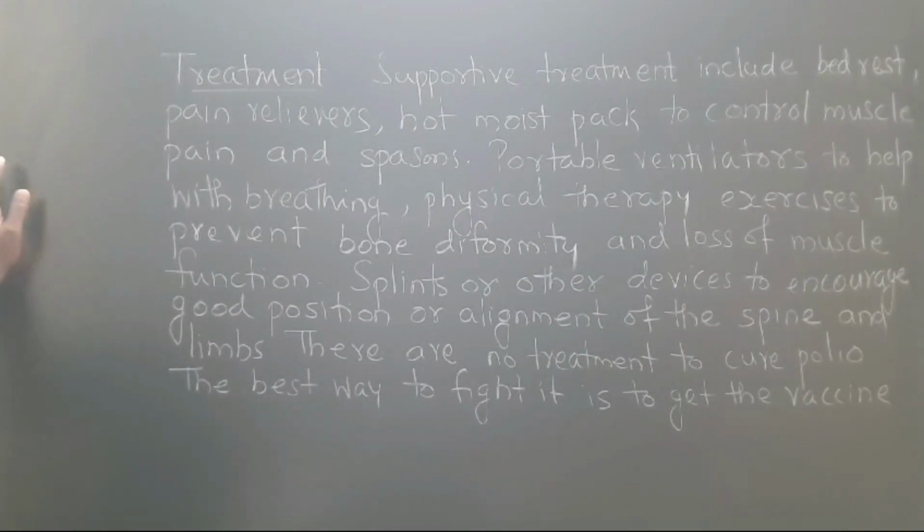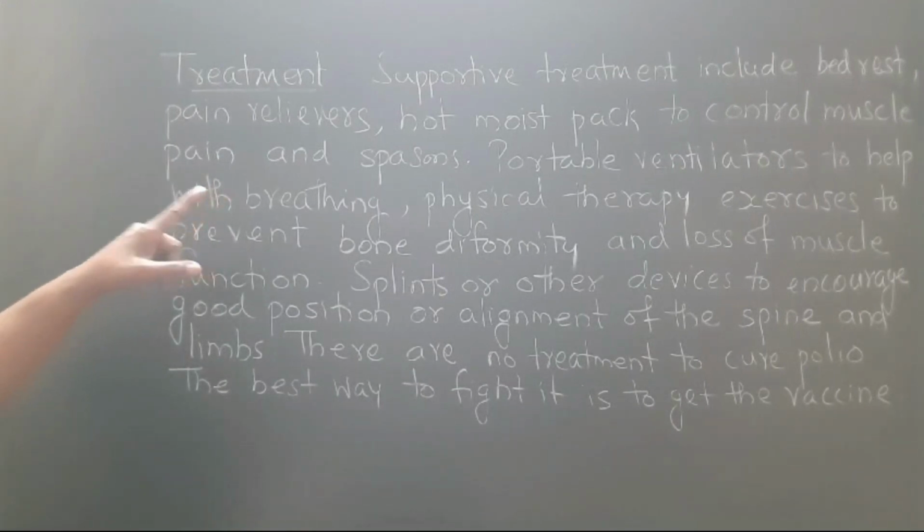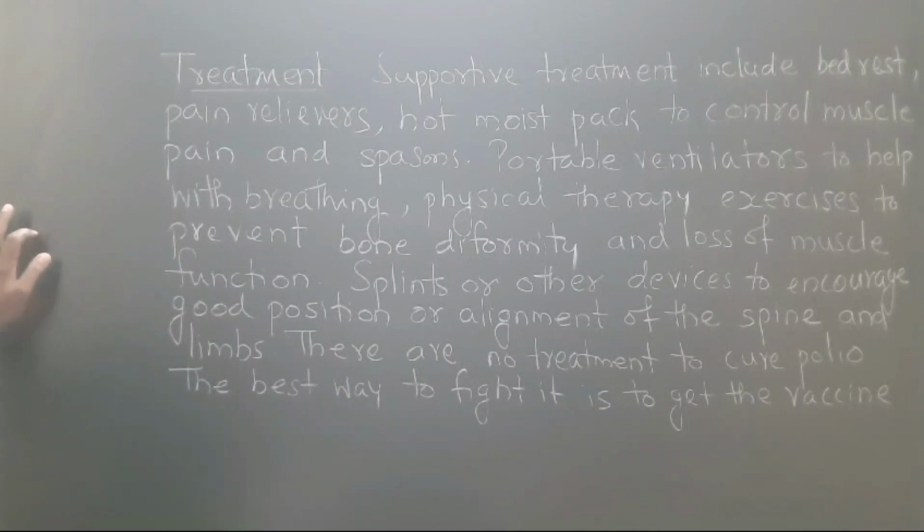Then portable ventilators to help with the breathing. These patients will have breathing difficulty, so they need ventilators. Which kind of ventilators? We give them portable ventilators. Physical therapy exercises. They need physical therapy because this disease affects their muscles. They'll have severe muscular pain and spasm. So, slowly they will start with physical therapy exercises to prevent why?